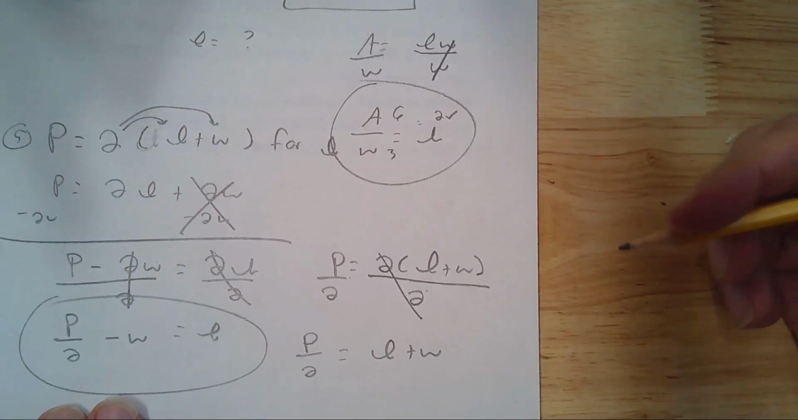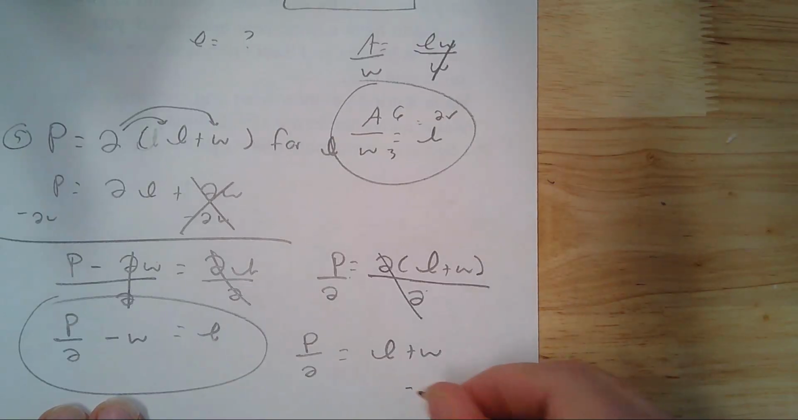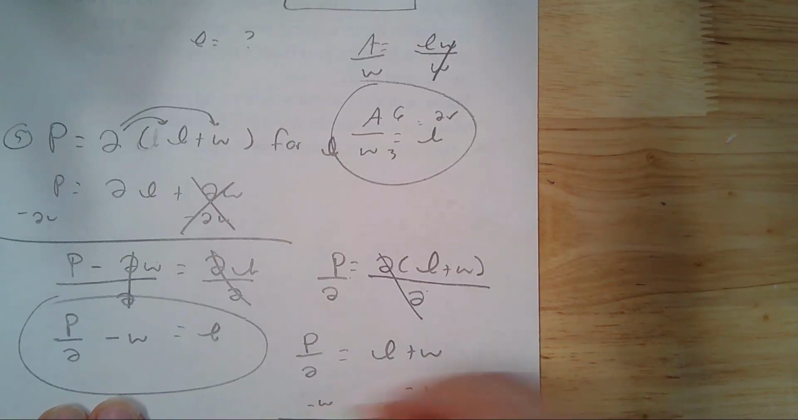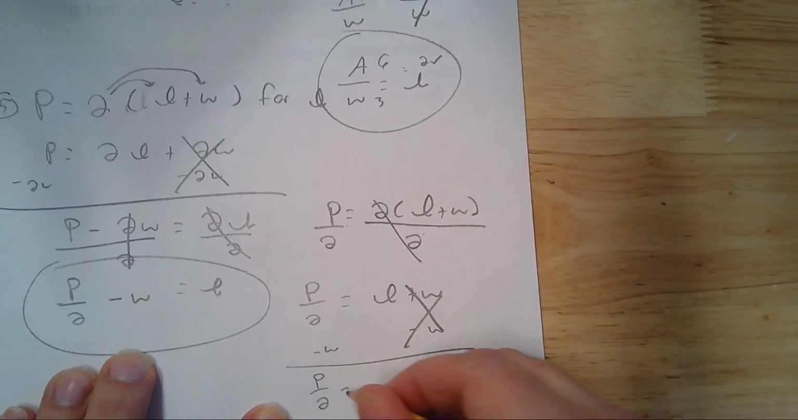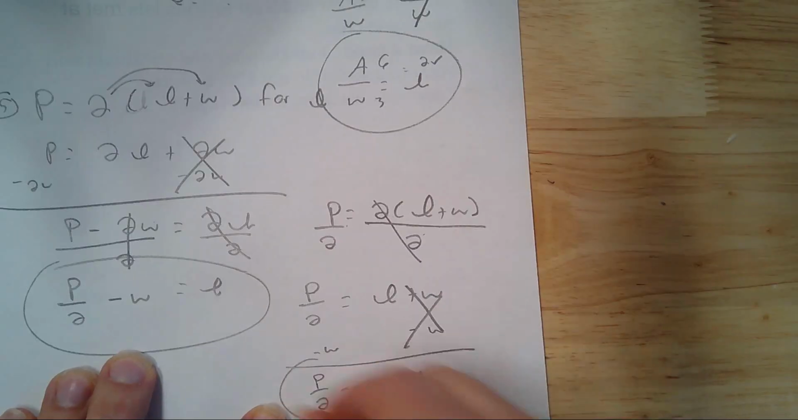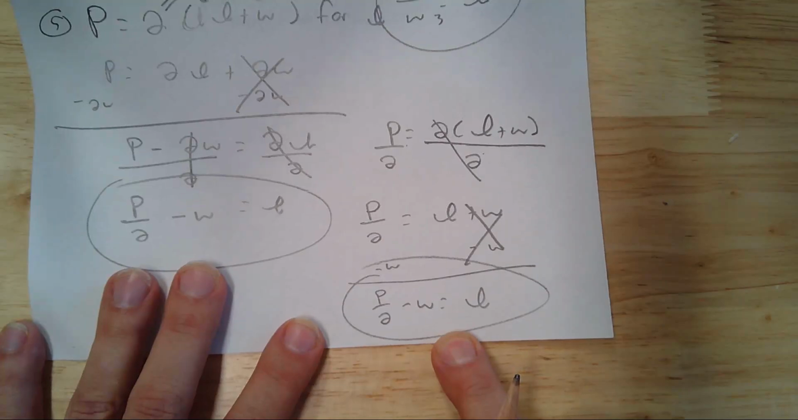But now, same thing. What am I doing to L? I'm adding W. How do I undo that? Just subtract a W from both sides. And then on this side, I still got the P over 2. There's the W I just subtracted. And I get the same answer either way here.